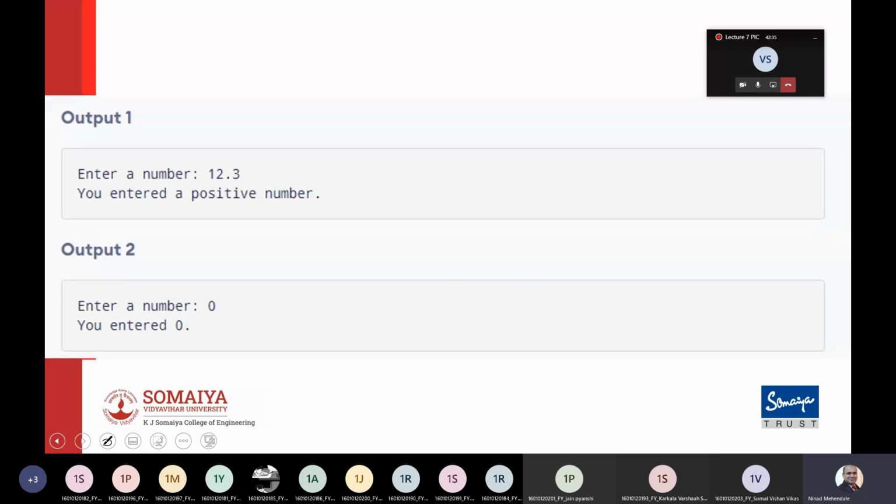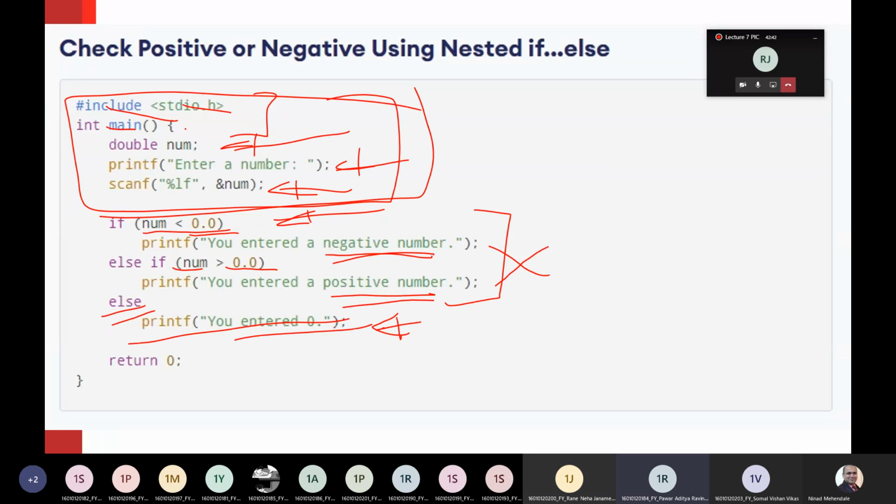Sir, so this one is nested if, or the previous one was nested? Yes, sir. The previous one was nested if, no? Yes. Sorry, this one is a ladder. It should be a ladder because we are using else if.